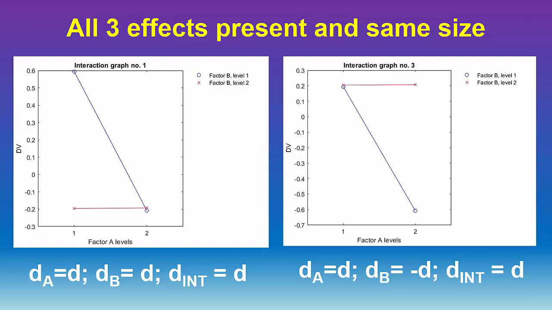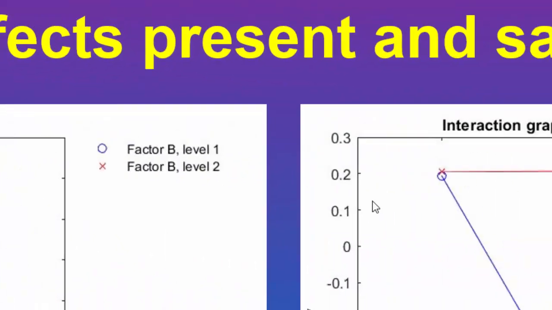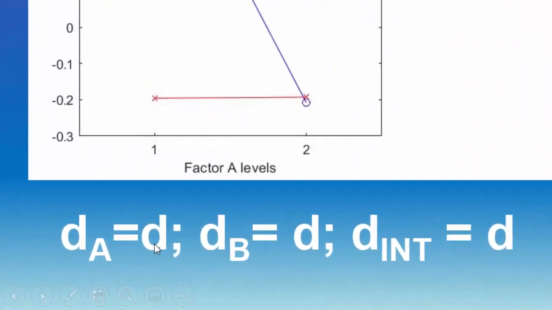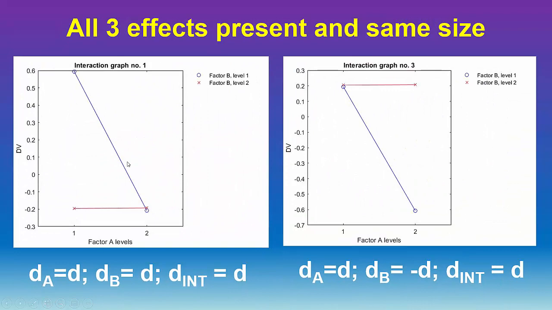There are actually 8 of these, and I've just shown 2, which in my numbering system are number 1 and number 3. And this is the case where all the effects are positive: dA, dB, and dint are all D plus D, and that's the pattern you get.